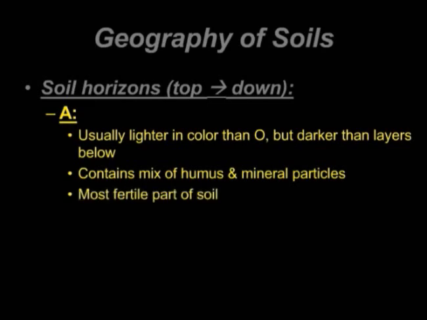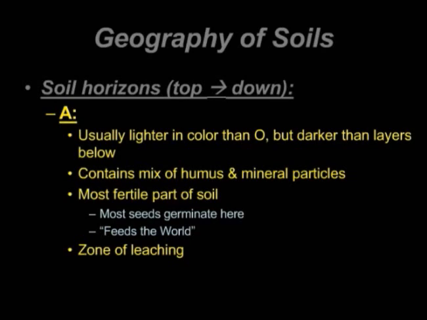This would be the most fertile part of the soil, although the O layer is rich in nutrients, which plants love. The A layer provides a little bit more sturdiness for seeds to germinate and then sprout, and for roots to grow. So regarding each of these layers, the A layer is the most fertile. This is where, like I said, most seeds germinate. Some would say this layer is what feeds the world, because so much of our food comes from vegetation.